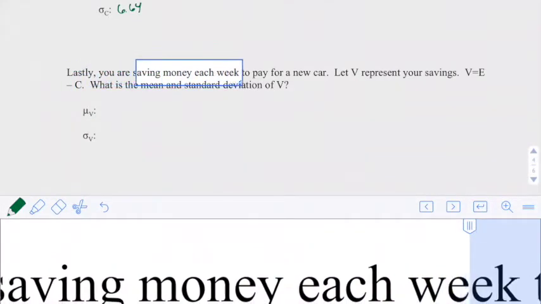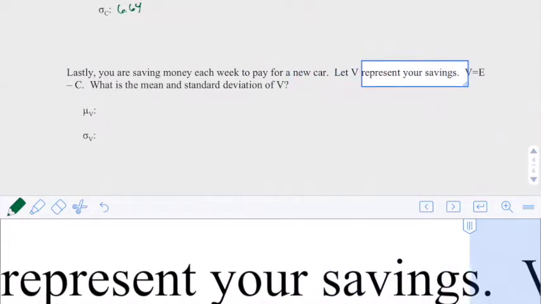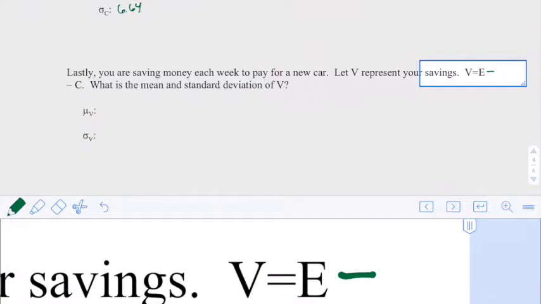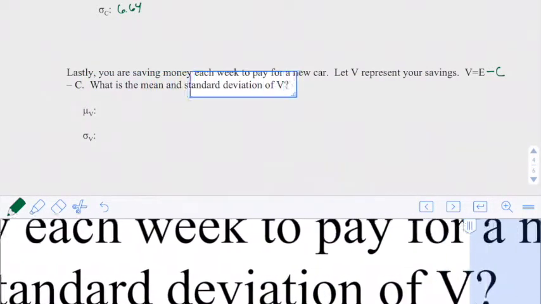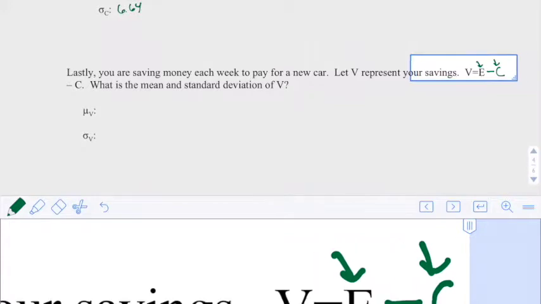Lastly, you are saving money each week to pay for a new car. Let V represent your savings. So V equals E minus C. What is the mean and standard deviation of V? So we're putting this distribution together with this distribution and we're subtracting.